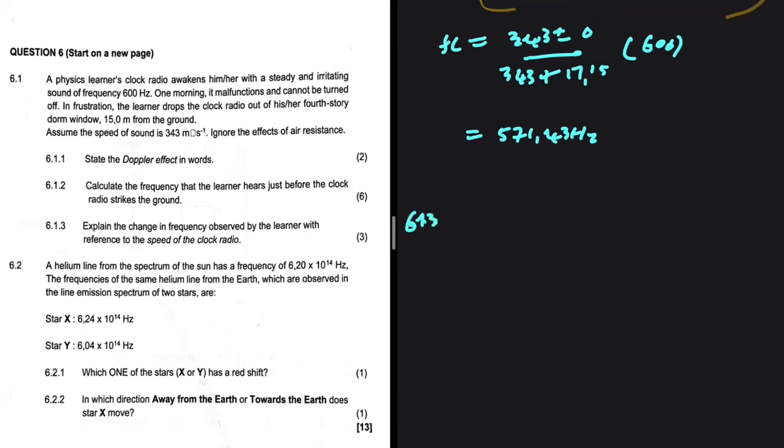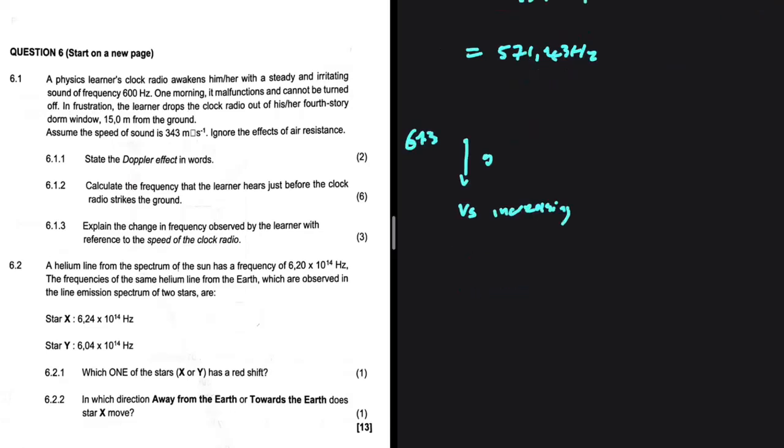6.1.3. Explain the change in frequency observed by the listener with reference to the speed of the radio clock. So as the clock is going down, obviously under the influence of gravity, the velocity of the source is increasing. We know fully well that the frequency observed by the listener is equal to V divided by V plus Vs, multiplied by the frequency of the source. So if Vs is increasing, then FL should be decreasing. The frequency observed by the listener should be less than that emitted by the sound source.